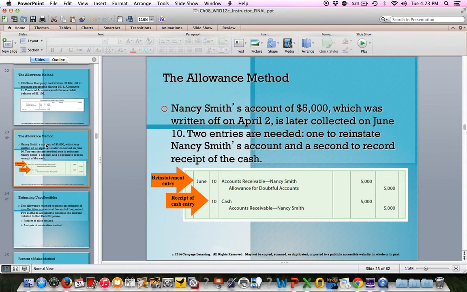To continue with the allowance method, it says that Nancy Smith's account of $5,000 was written off back in April, and then in June we collect it. Just like the direct write-off method, once we receive a payment for an account that was written off, we have to reinstate the original receivable and then make a second entry to record the receipt. So basically we undo the write-off with the June 10th entry: we debit accounts receivable, and now we credit the allowance again. Then on the second entry on the 10th, we debit cash and then credit the receivable.